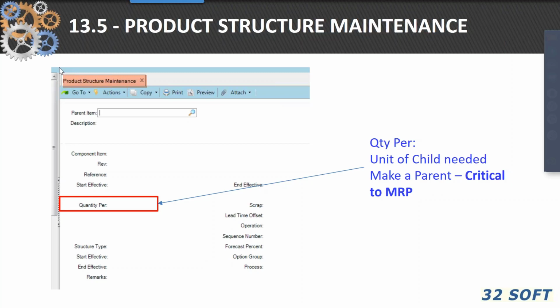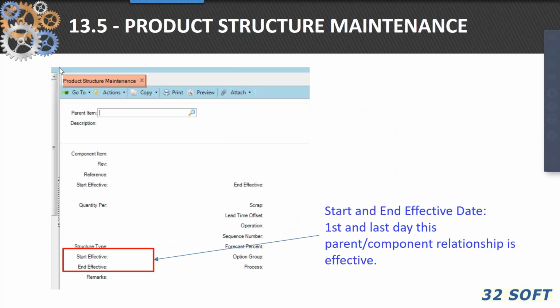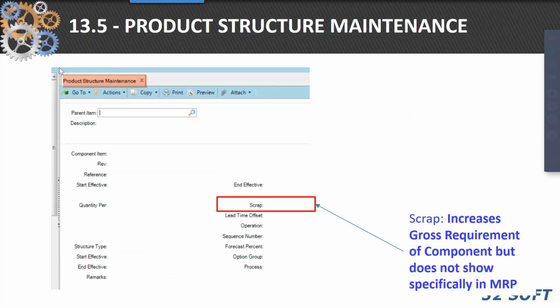And then this is the quantity per. This is really what makes MRP work, this quantity per parent, or quantity per child as it goes into the parent. There's structure type. Structure types indicate how the component is used. Is it an alternate? You can use documents. Here's that local phantom that I talked about, where just this parent-component relationship is a blow-through in MRP. Or you can have planning, family bills, optional bills, those kinds of things.